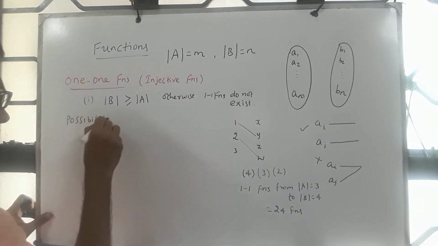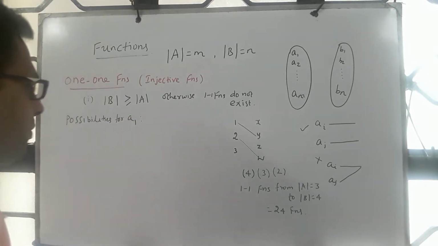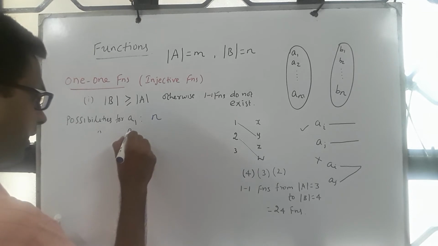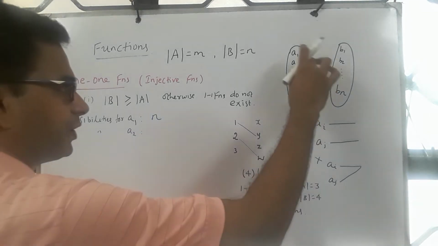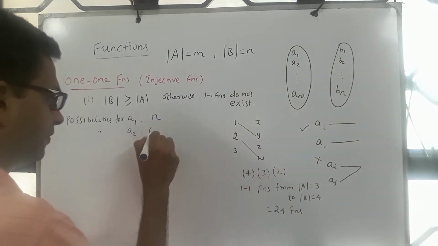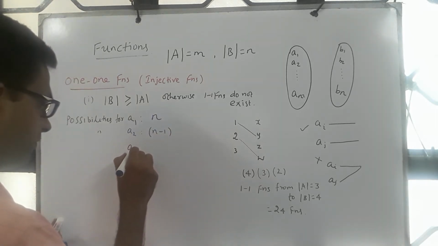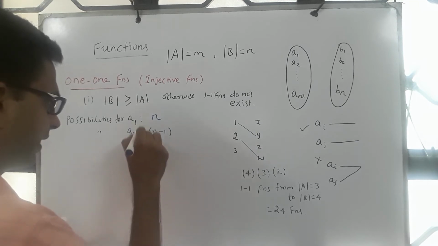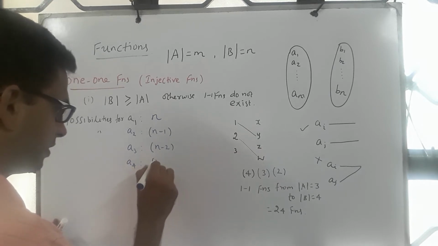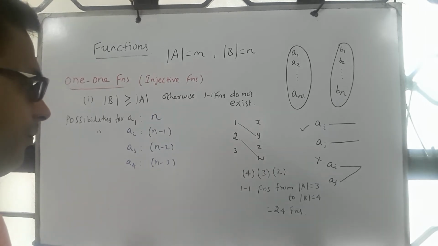So possibilities for A1, how many are there? A1 can be mapped to n. Possibilities for A2: if this is going to be mapped to n of them, out of which 1 is taken for A1, you are left with n minus 1 elements, so it can be mapped to n minus 1. And possibilities for A3: 2 are already taken care of, so you are left with n minus 2, and possibilities for this is n minus 3, and so on. Correct?